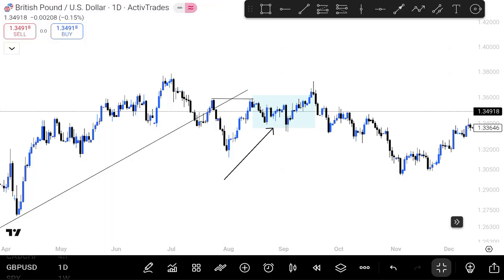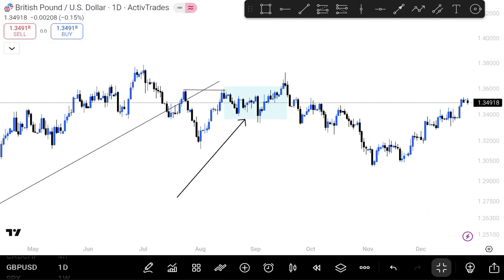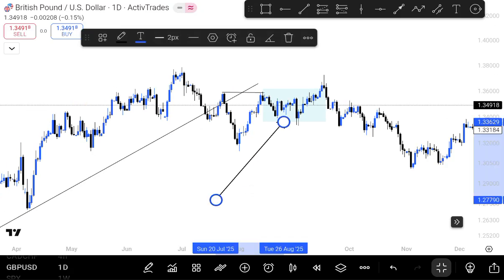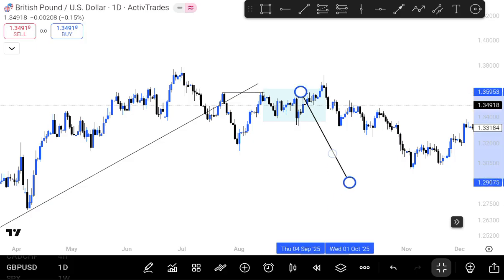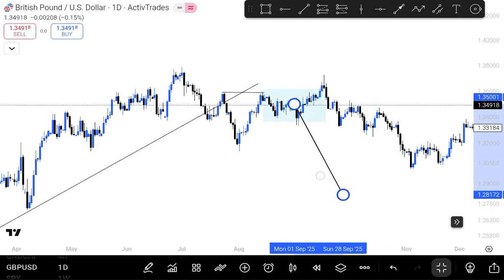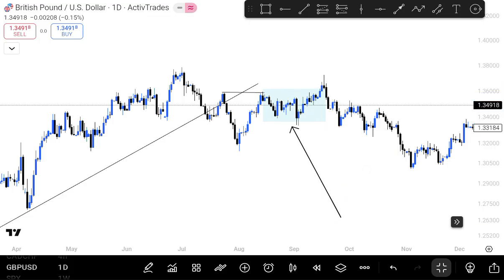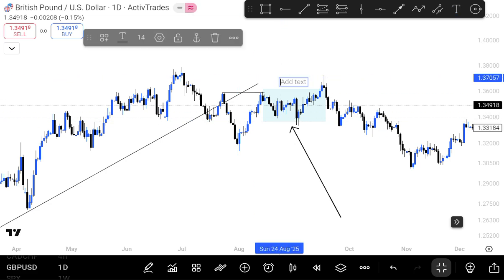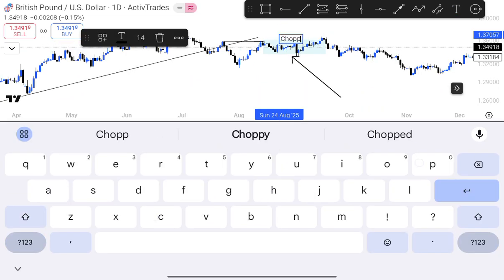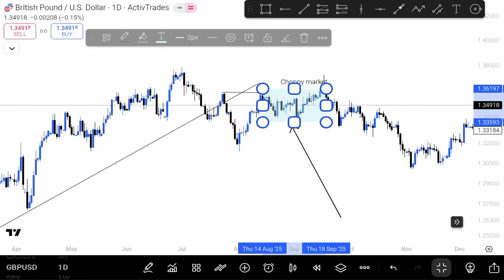You'll find out that this higher time frame, which is a daily time frame, when we move to this lower time frame, this particular market is a choppy market. I've told you that we have three types of market movement. This type of market movement that doesn't have a clear direction is what we call the choppy market.